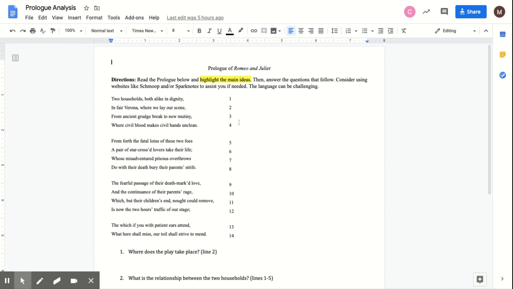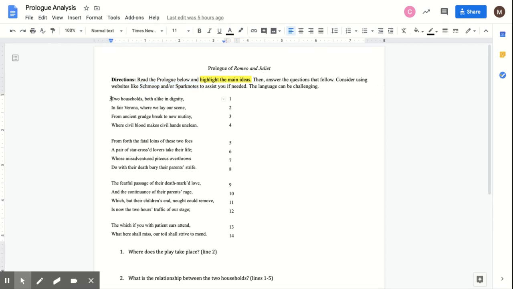But this language is tough. So if you are super confused by this, which is okay, use websites like Shmoop or SparkNotes. They have side by side, so it will have Shakespeare's language, and then it'll have it translated to how we talk, and it will help you a ton. I didn't put it here because I want you to try first, but if you cannot get it on your own, please just Google one of these websites. Google SparkNotes Prologue of Romeo and Juliet, and there'll be tons of resources there for you to use.